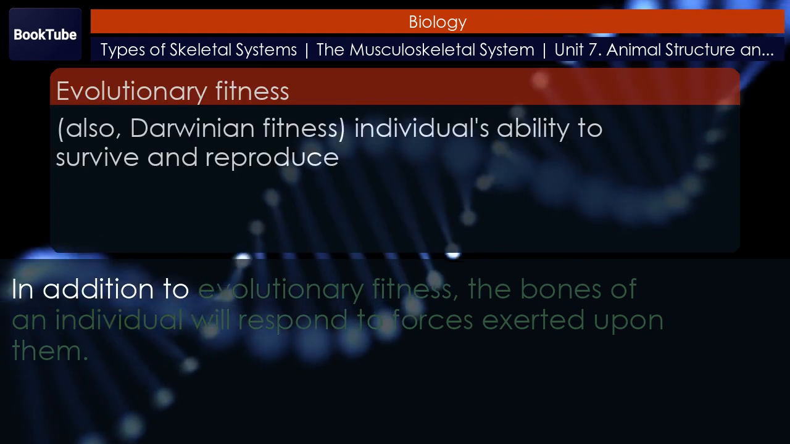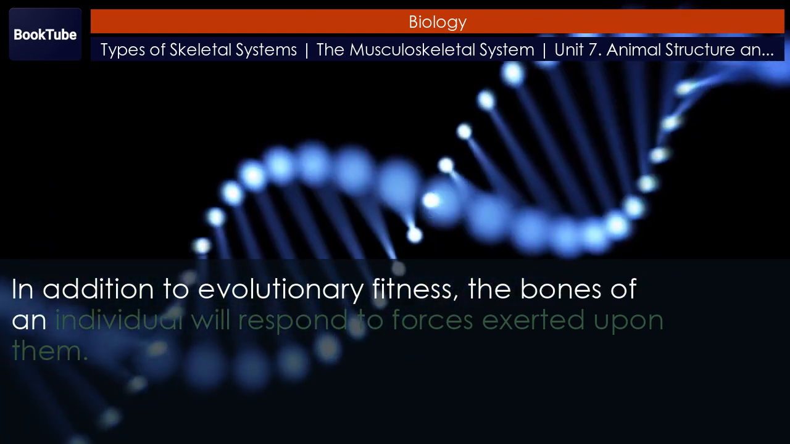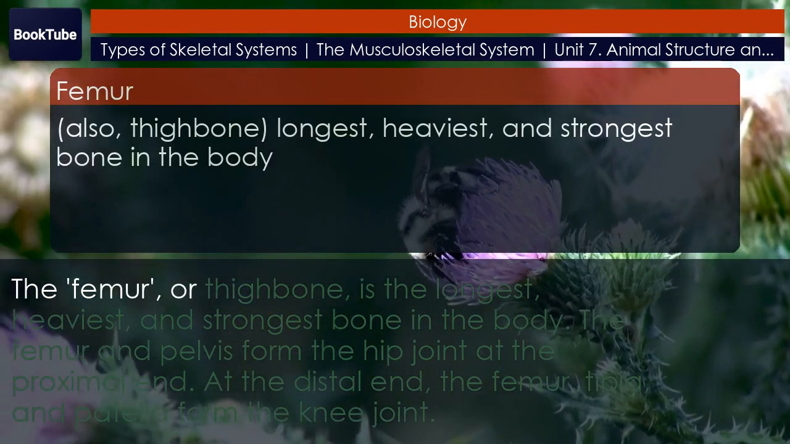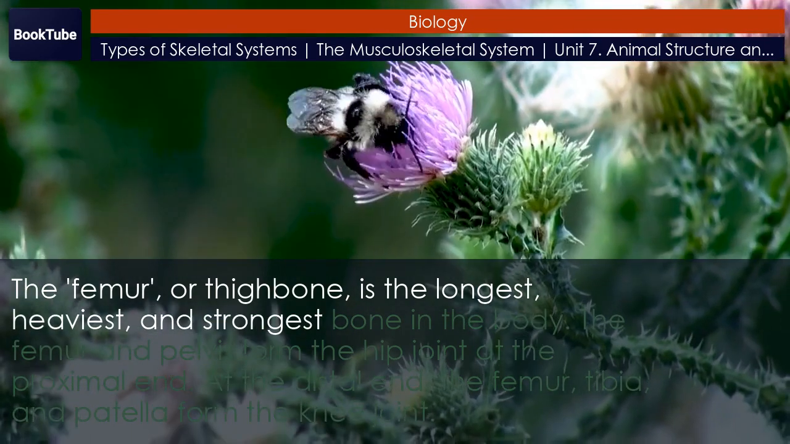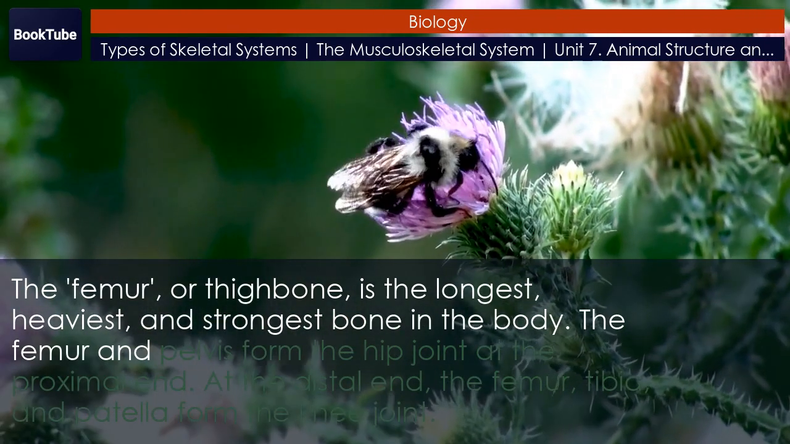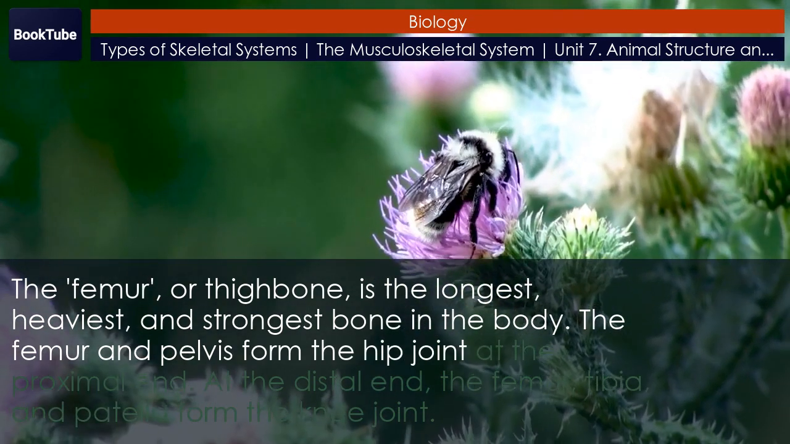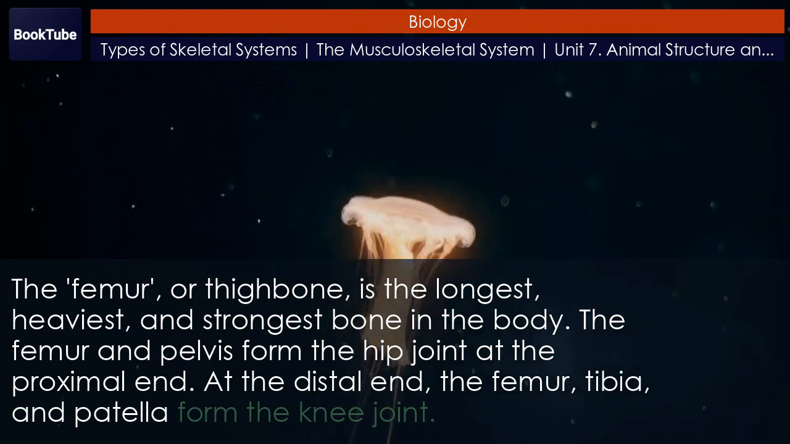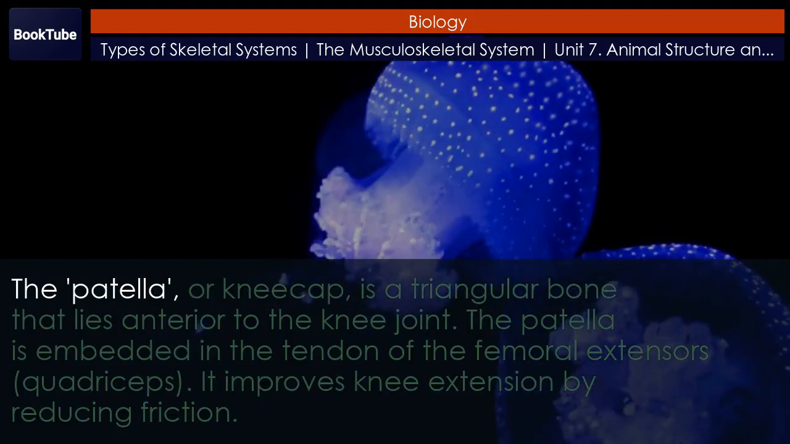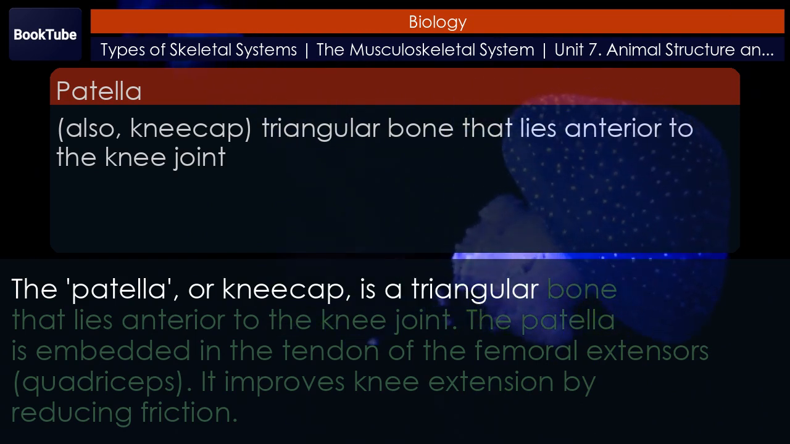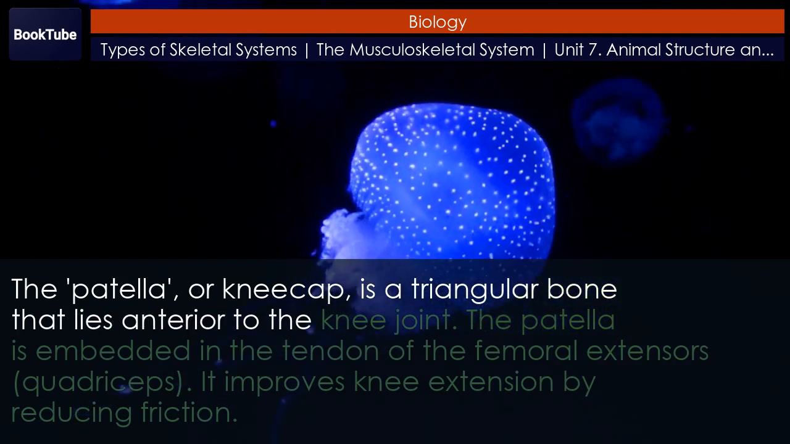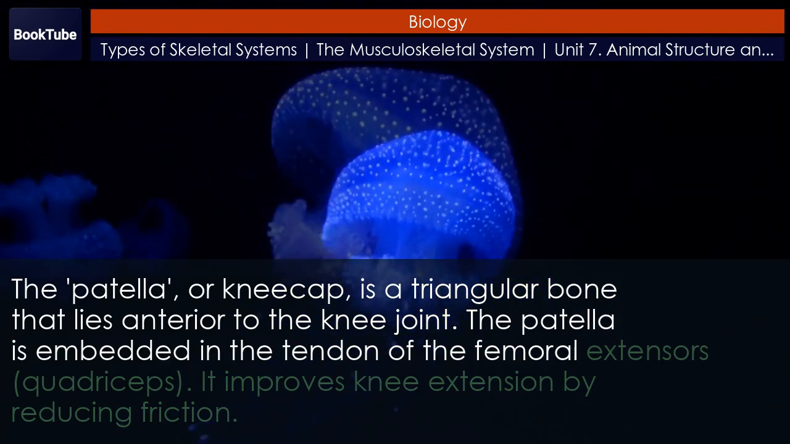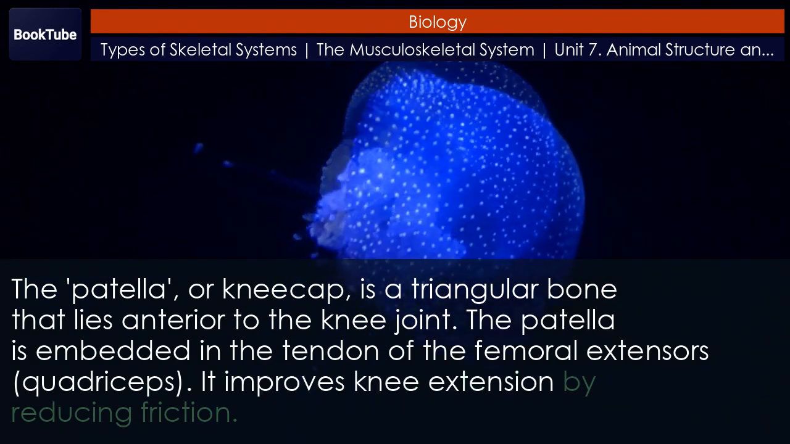In addition to evolutionary fitness, the bones of an individual will respond to forces exerted upon them. The femur, or thigh bone, is the longest, heaviest, and strongest bone in the body. The femur and pelvis form the hip joint at the proximal end. At the distal end, the femur, tibia, and patella form the knee joint. The patella, or kneecap, is a triangular bone that lies anterior to the knee joint. The patella is embedded in the tendon of the femoral extensors, quadriceps. It improves knee extension by reducing friction.